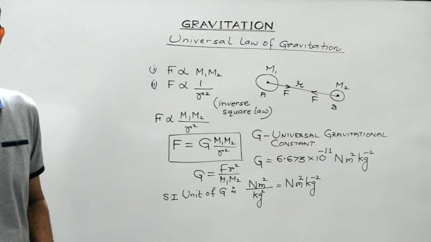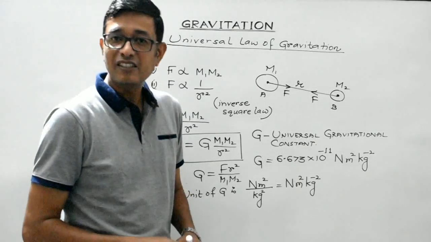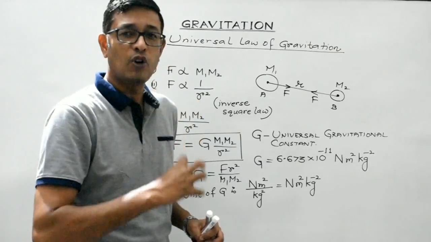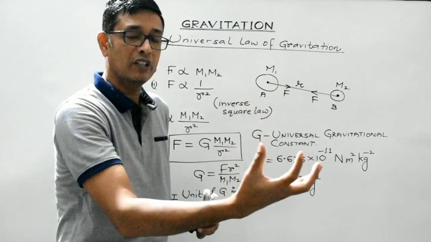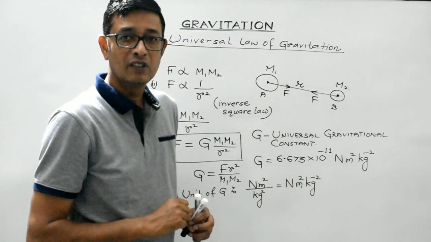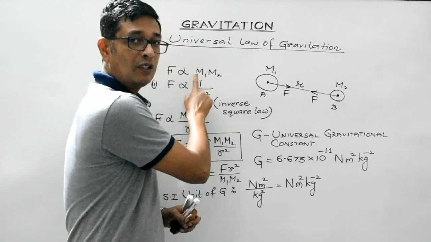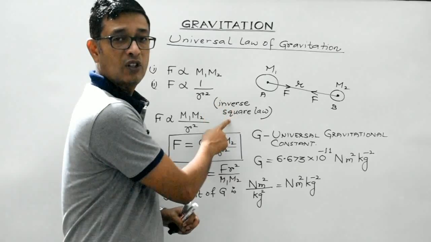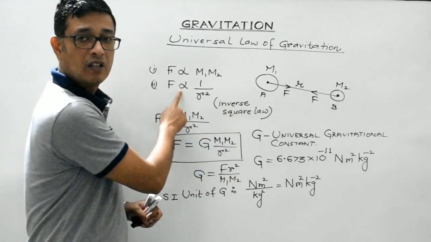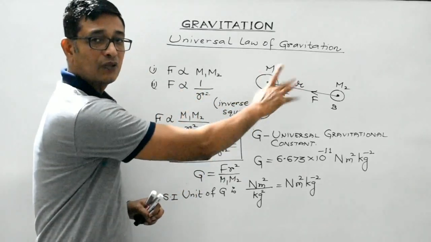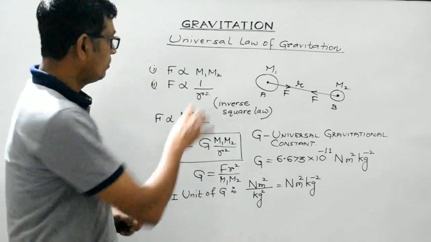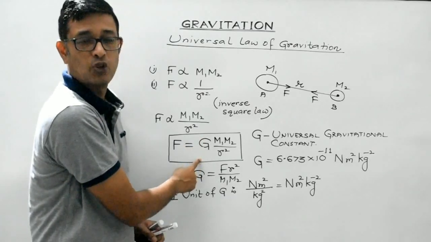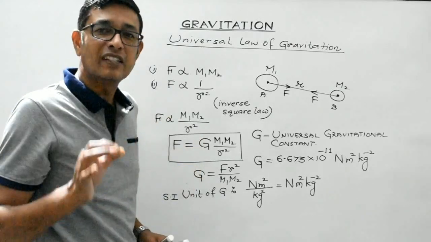Is it clear, students? So once again I repeat, in this universe, every body attracts every other body with a force which is directly proportional to the product of masses of the two bodies under consideration, and it obeys inverse square law. That is, it is inversely proportional to the square of the distance between the centers of the two bodies under consideration. So combining these two, we get this. Capital G is the constant of proportionality, known as universal gravitational constant.